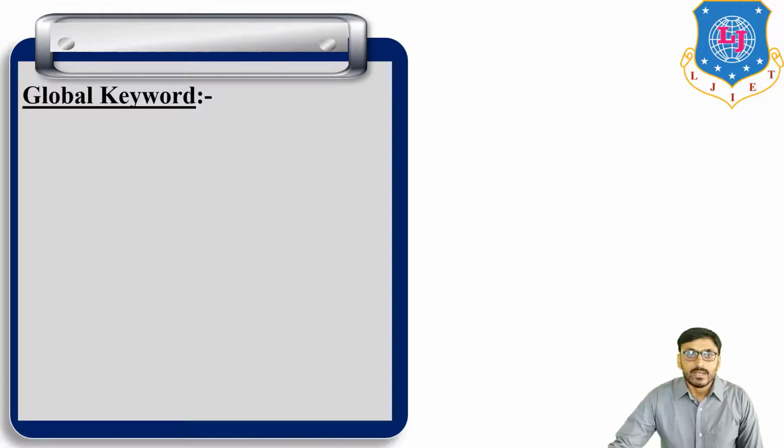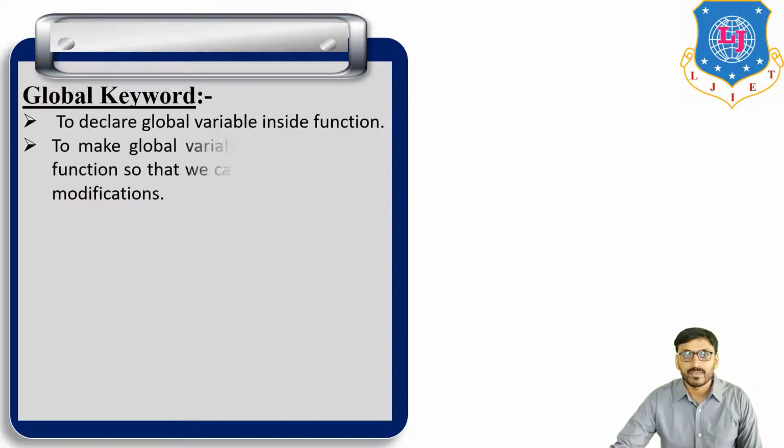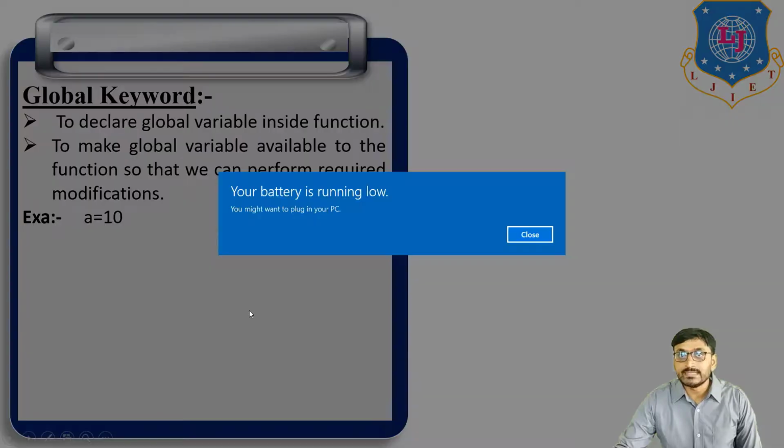Now the global keyword is used to declare a global variable inside the function. If we declare a global variable inside the function, then we use the global keyword, to make the global variable available to the function so that we can perform the required modification. So if we declare a global variable inside the function and if we modify that variable, then we should go for the global keyword. For example, a is equal to 10, it is a global variable.